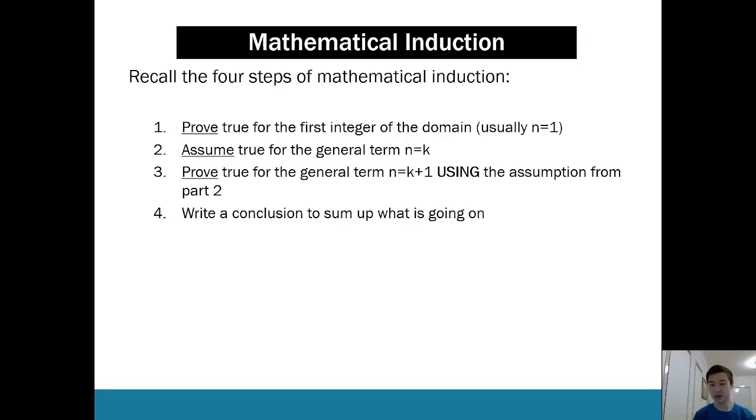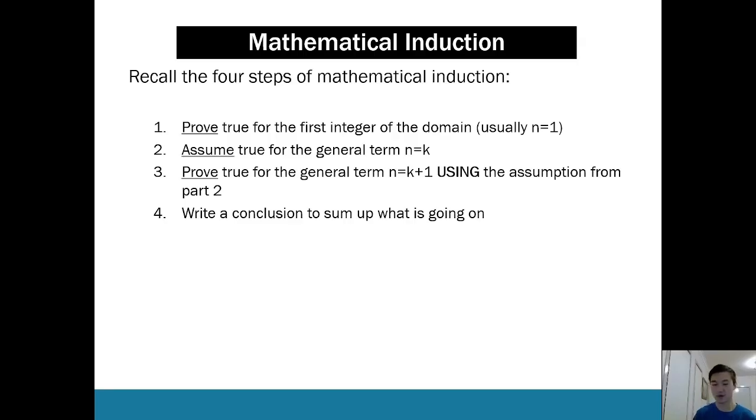Then step 2, you want to assume that the statement will be true for some general number, some general term n equals k. And then for your third step, you want to prove true for the general term n equals k plus 1 using the assumption from part 2. That's really important, because the whole basis of how induction works is that if true for a number, it will be true for the next number. So it relies on the previous number being true.